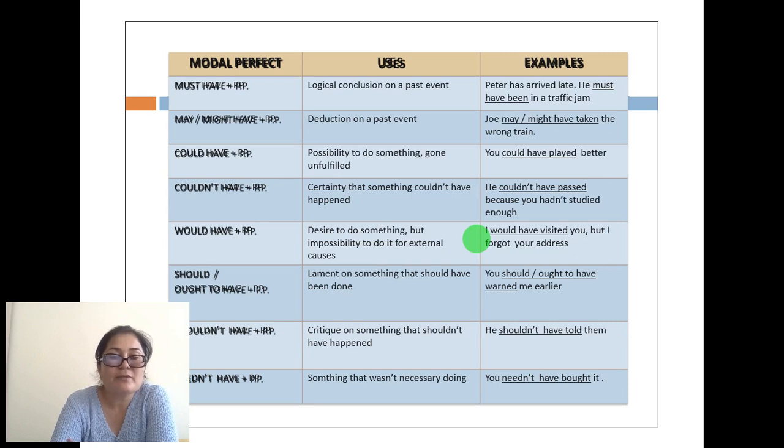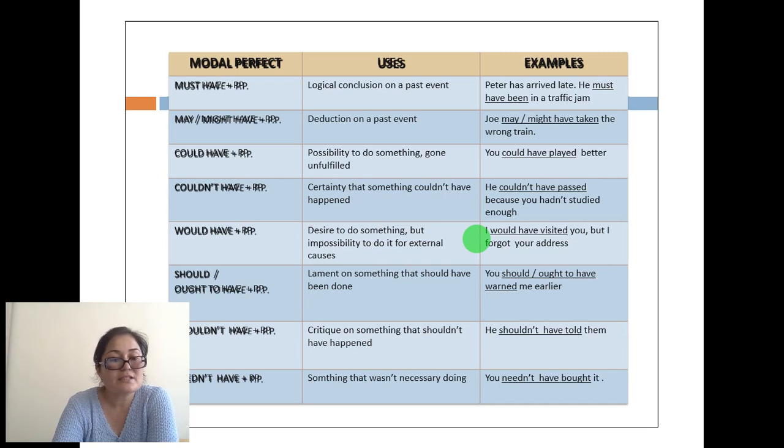May or might have plus past participle. It denotes deduction on a past event. Joe might have taken the wrong train. Could have plus past participle. Possibility expressed to do something gone or unfulfilled. You could have played better. Couldn't have plus past participle expresses certainty that something couldn't have happened. He couldn't have passed because you hadn't studied enough.